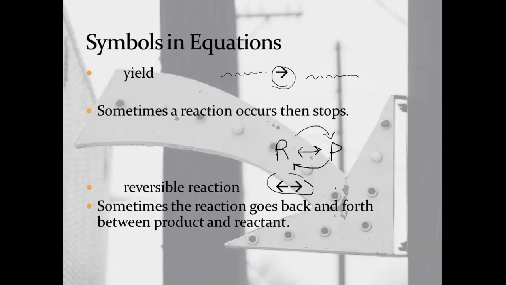And we call these reversible reactions because they never really go to completion. They never produce 100% product. In the end, you actually have a mixture of reactants and products, and we talk about those later in the year when we talk about equilibrium.